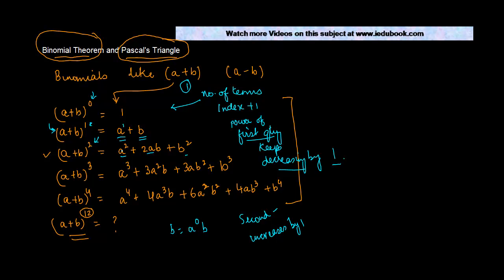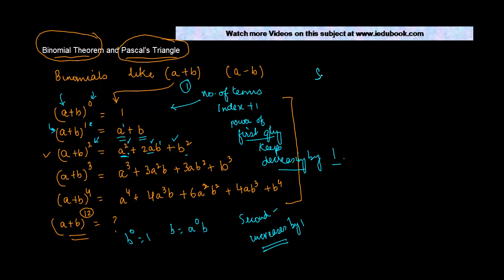So in this case, let's take this one. The power of a is 2 here, 1 here, and 0 here, whereas the power of b is 0 in the first one, because b to the power 0 can be written as 1, 1 in the second one, and 2 in the third one. So the power of the first quantity, or the first variable, or maybe the number, not necessarily a variable, keeps on decreasing by 1, and that of the second keeps on increasing by 1.